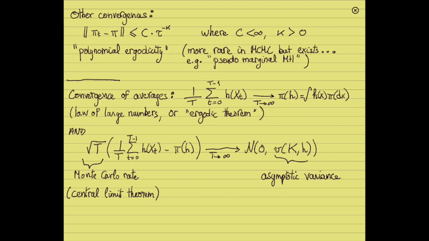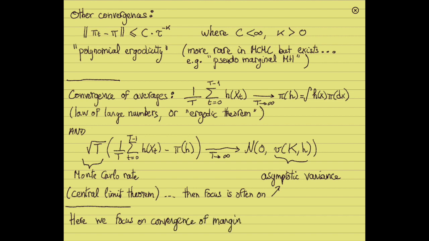Of course, it's very important. From this central limit theorem, we can construct confidence intervals around the empirical averages. And in that case, again, the focus is often on the asymptotic variance and how the algorithm or the different tuning parameters like step sizes in the algorithm impact the asymptotic variance. But here in this course, we'll focus on the question of convergence of marginals, which is in any case a building block in the study of the convergence of averages, and that we can study quite precisely with coupling methods. So we focus on the convergence of marginals.